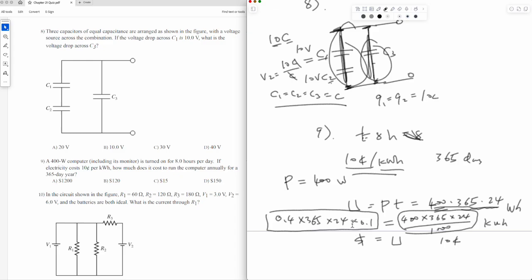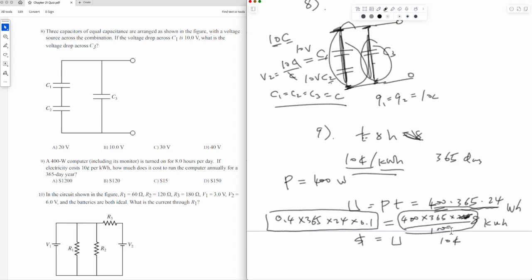Well, let me use the calculator. 0.4 times 365 times 24 times 0.1. Oh, no, I'm sorry, 400 watt, 365 days, 8 hours a day. So not 24, it's 8 hours a day, because you're only on for 8 hours, right?